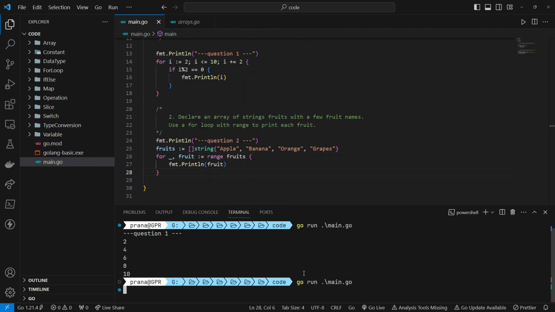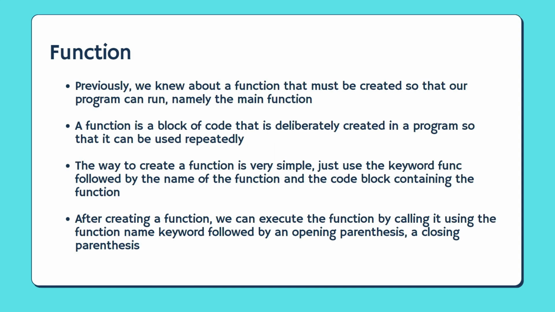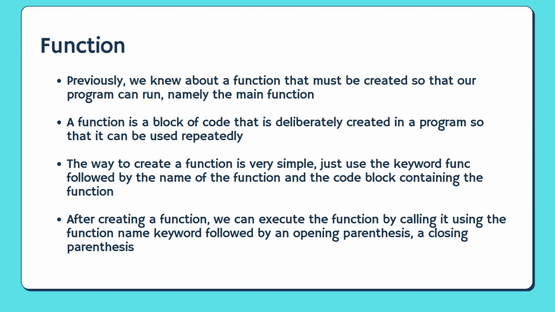Function. Previously, we knew about a function that must be created so that our program can run, namely the main function. A function is a block of code that is deliberately created in a program so that it can be used repeatedly. The way to create a function is very simple. Just use the keyword func, followed by the name of the function and the code block containing the function.